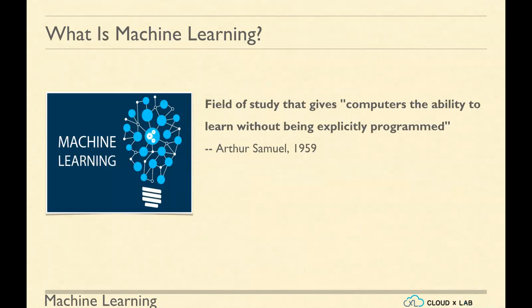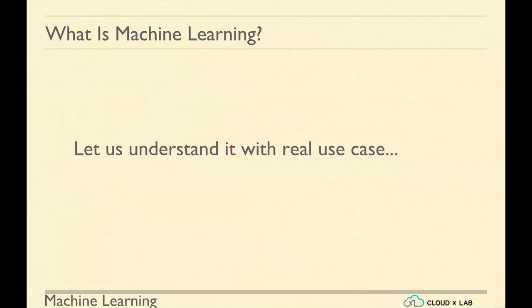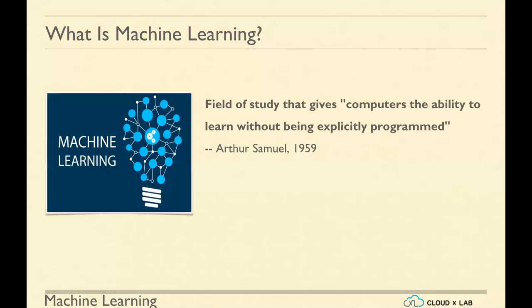All right. So what is machine learning? Machine learning is the field of study that gives computers the ability to learn without being explicitly programmed. Let's understand it with a real use case. Although this is the standard definition by Arthur Samuel in 1959, let's take a proper example that may give you an understanding of what machine learning truly is.